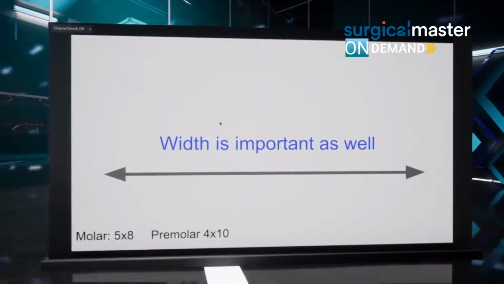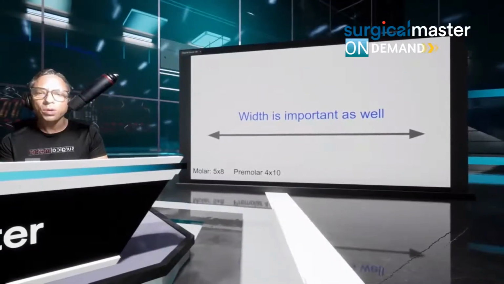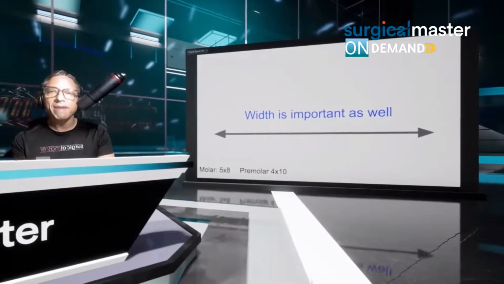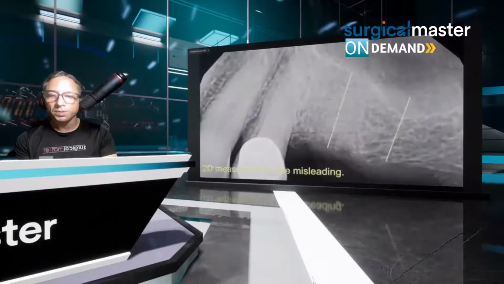The width is important as well. It's not just the height, because for a molar, we're going to be placing a 5 millimeter diameter or 6 millimeter diameter. We can go a little bit shorter on the height. For a premolar, for most patients and for most cases, it's going to be a regular platform. So a 10 millimeter minimum length is critical.